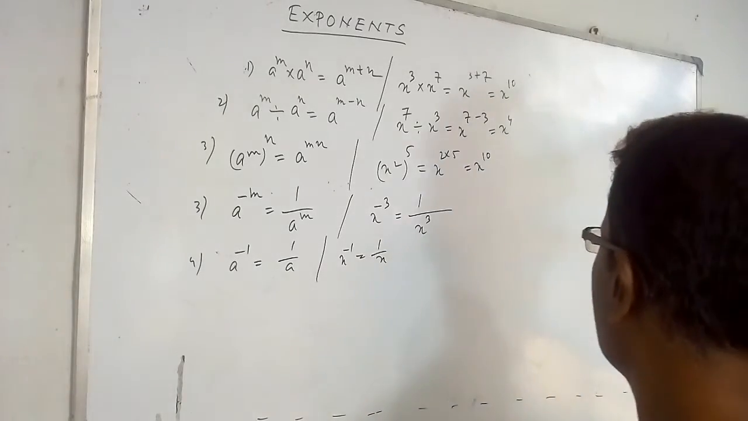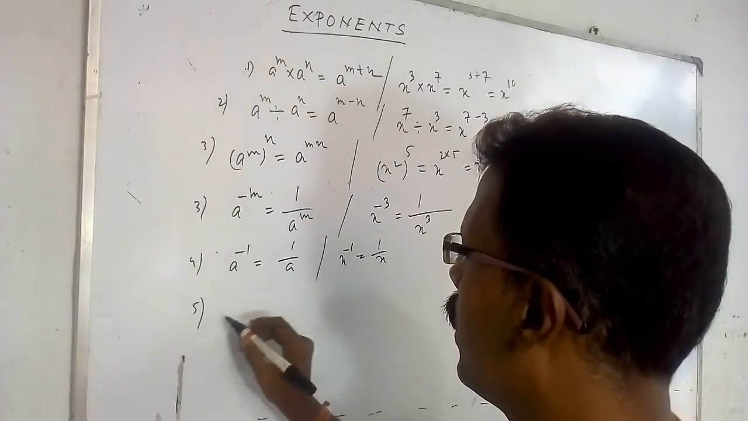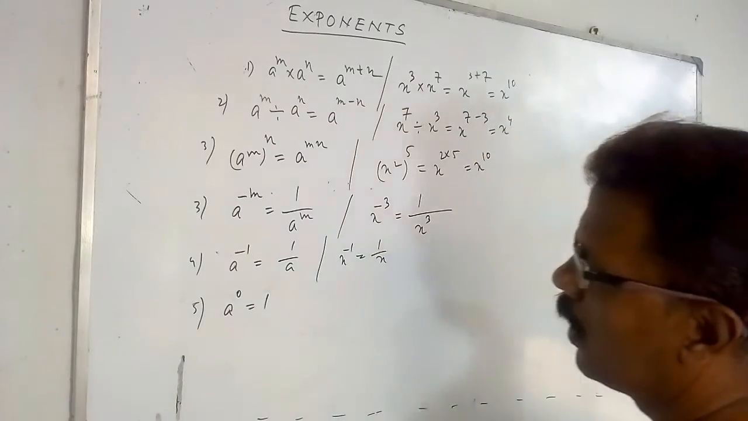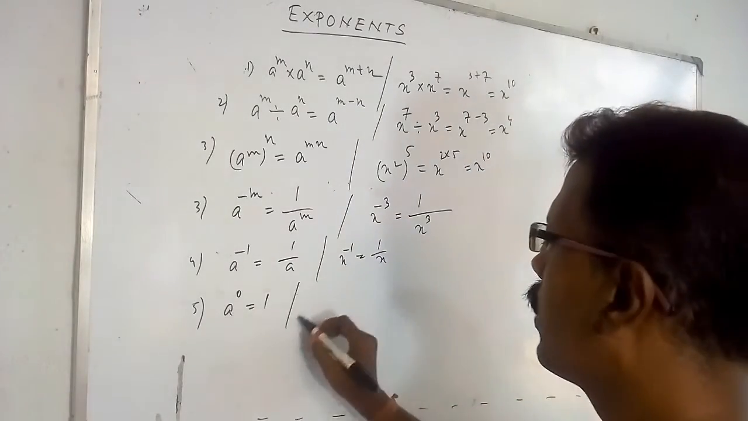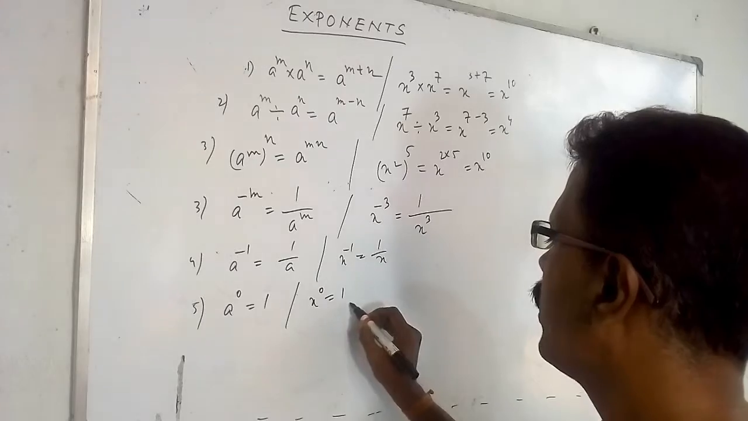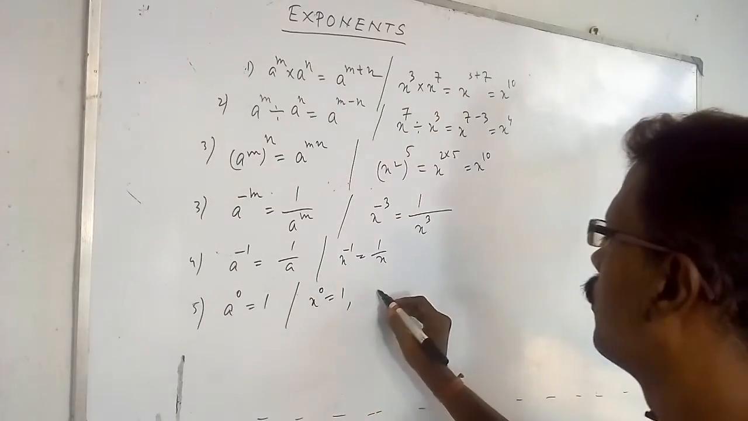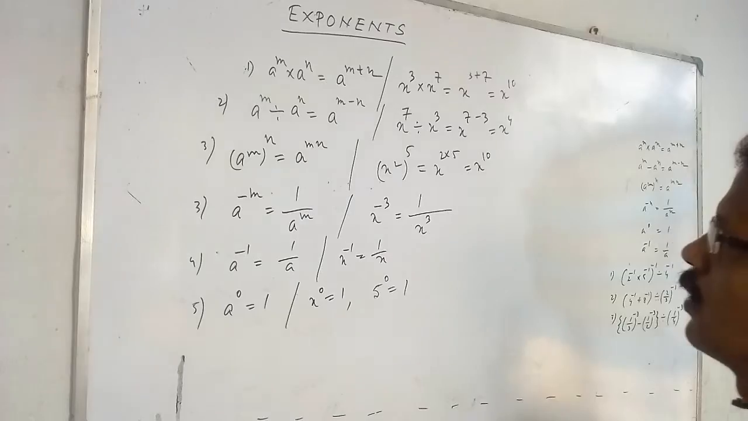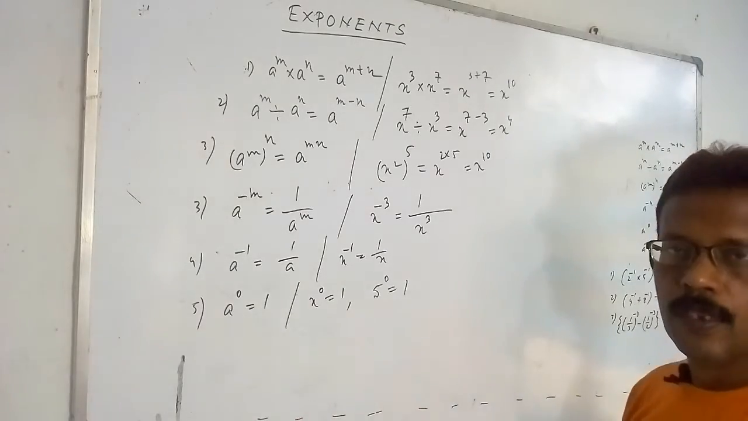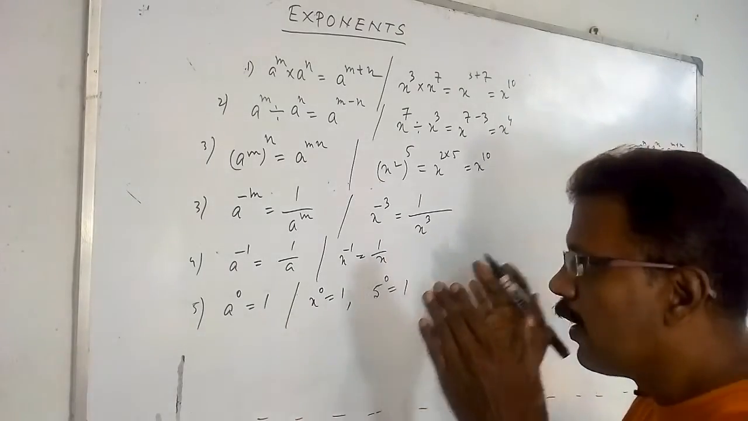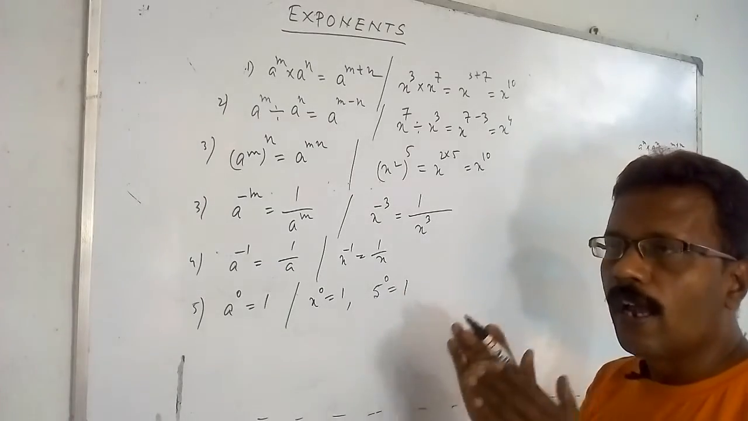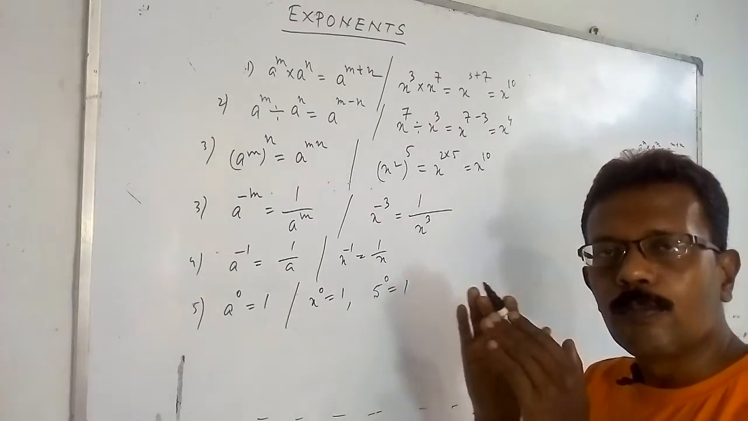Now number 5th is anything to the power 0 equals to 1. x to the power 0 equals to 1. y to the power 0 equals to 1. 5 to the power 0 equals to 1. Anything to the power 0 equals to 1. These are the formulae. Now to understand these formulae correctly, we have to go through some problems.